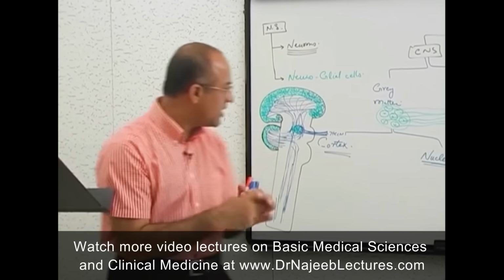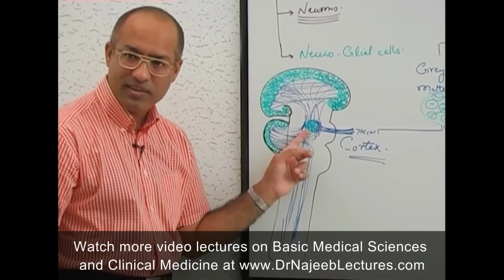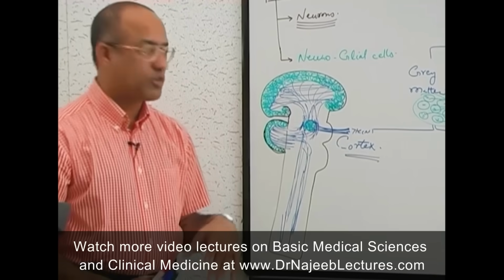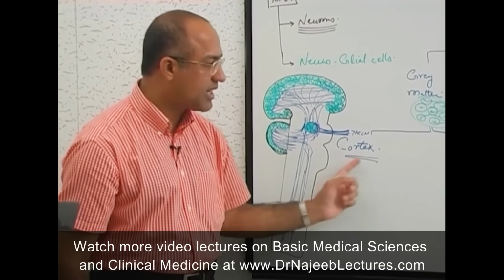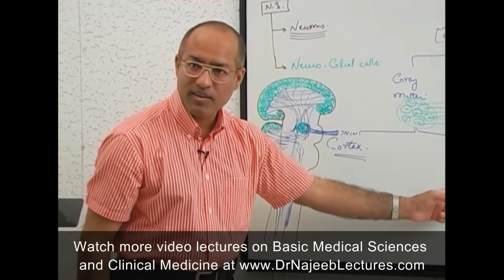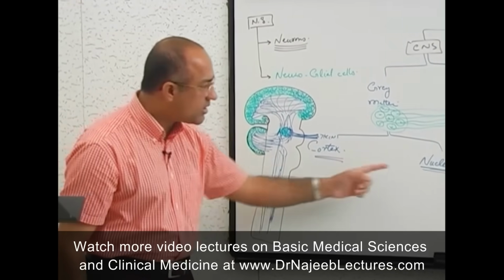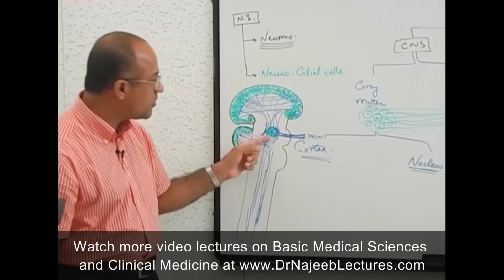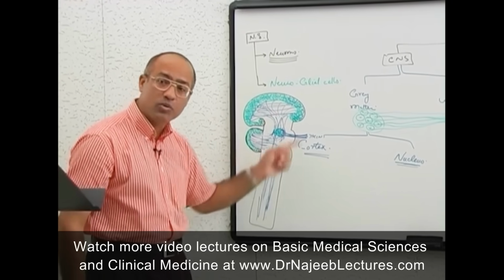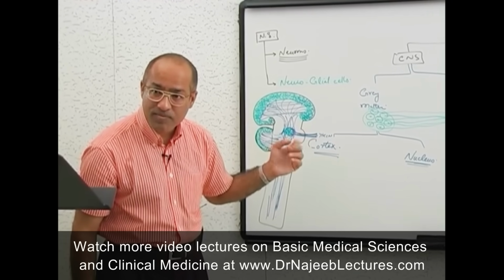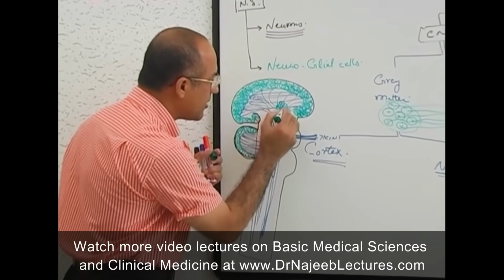Rather, those axons are coming, suppose here it is the 7th nerve axons, from the nucleus of the 7th nerve, right? So we can say that gray matter is divided into cortex and nucleus. What is cortex? Cortex is the gray matter which is exposed on the surface of the brain. What are nuclei? Nuclei are pieces of gray matter in the deeper part of the central nervous system surrounded by white matter.